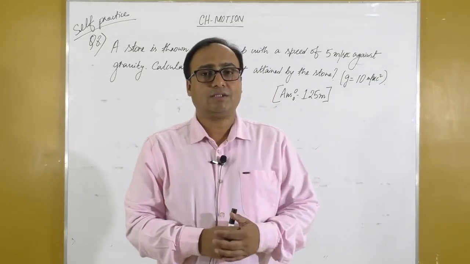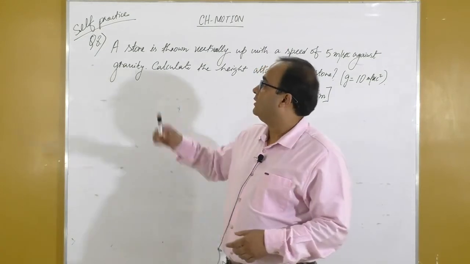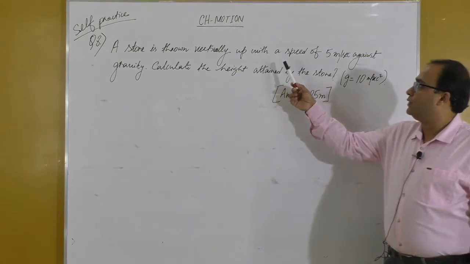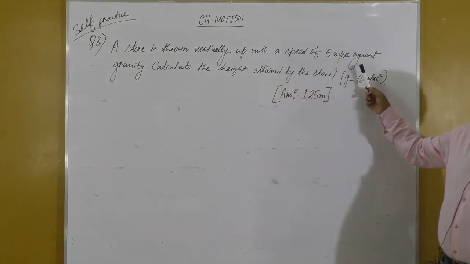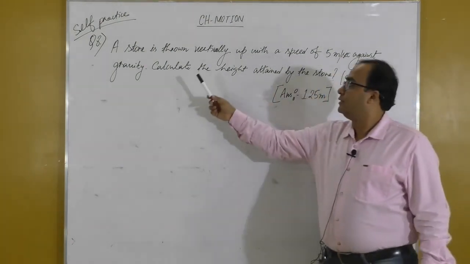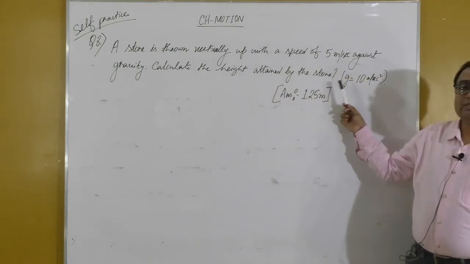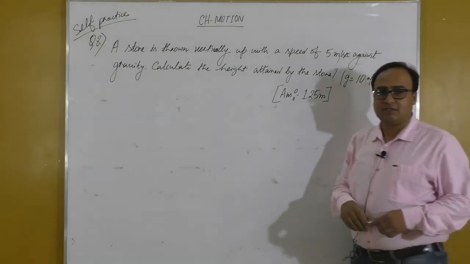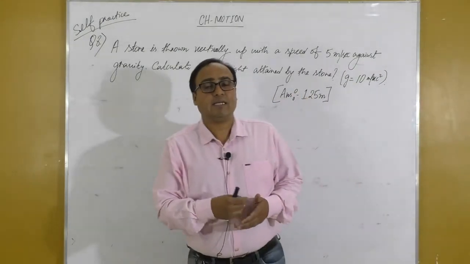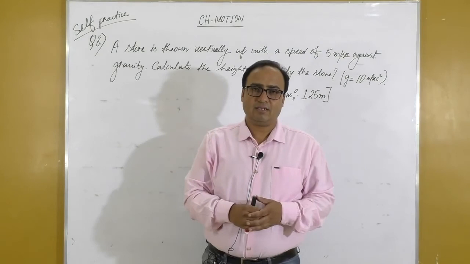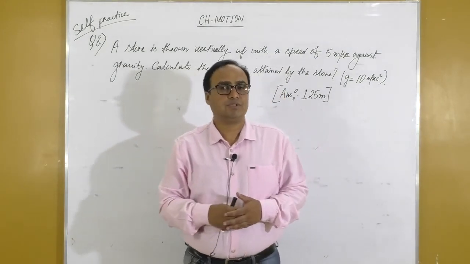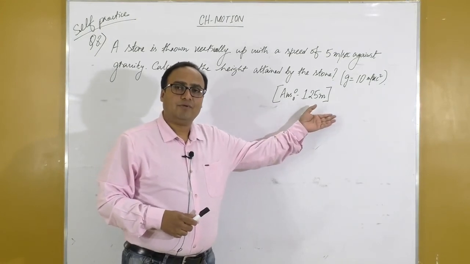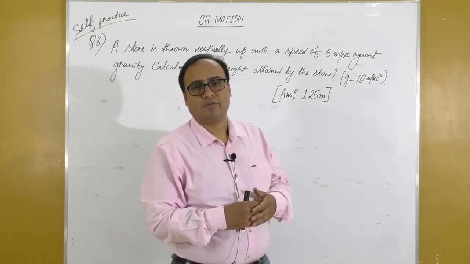Now another question for your self-practice, question number 8. A stone is thrown vertically upwards with a speed of 5 meter per second against gravity. Calculate the height attained by the stone. For calculation, take the value of g as 10 meter per second square. Whether to take it as positive or negative, you have to decide, and then you will have to use the equations of motion. Your answer should be 1.25 meter. So note down this question.